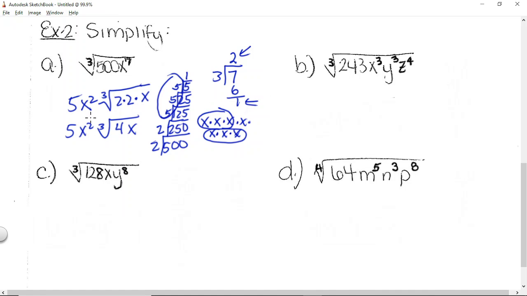So we have our 2 groups of x right there. We bring them both out. 2 x's out, that is, because there's 2 groups of x's. And so that's x squared outside the radical, and inside the radical we had a remainder of 1, so we have 1x inside the radical. So you can do this either way.